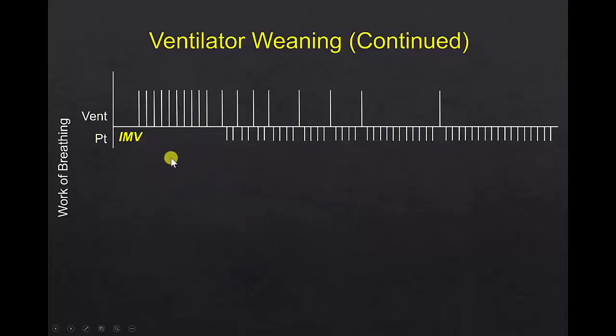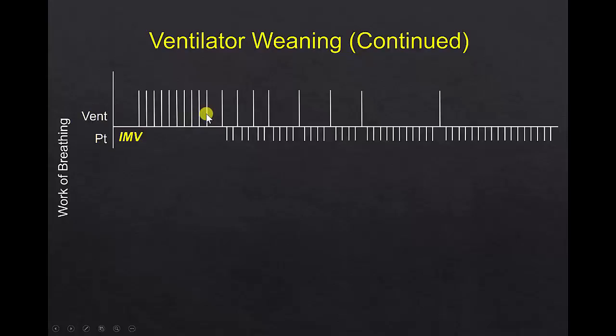So here's my illustration of work of breathing on a patient on a ventilator who will be on an IMV mode. Again, we're not using this anymore as a weaning mode, but it's a good illustration. At the beginning, they're on the ventilator, so virtually all of the work of breathing, this much work of breathing is done by the ventilator.